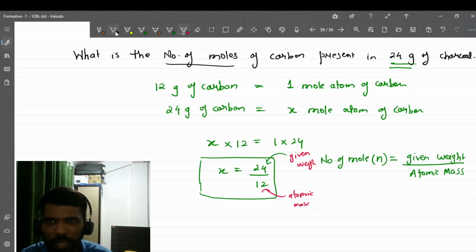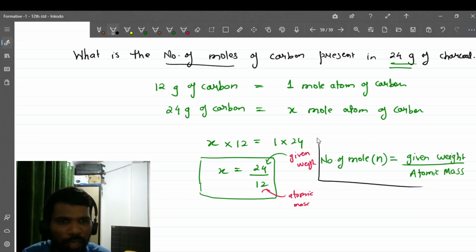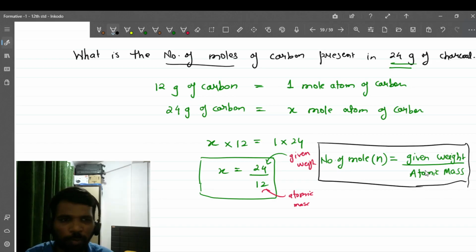So formula, there are chances that you may forget it when we go into an examination hall. What happens is that for number of moles, we may write atomic mass upon given weight instead of given weight upon atomic mass. But if you know the concept, you can swim through this very nicely, very easily. It is not rocket science, right?